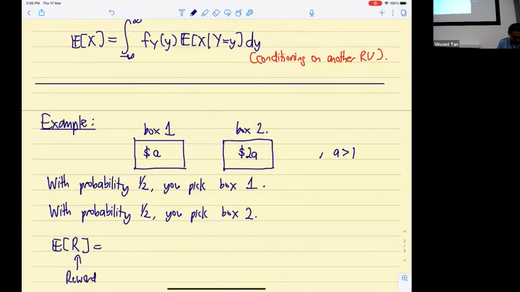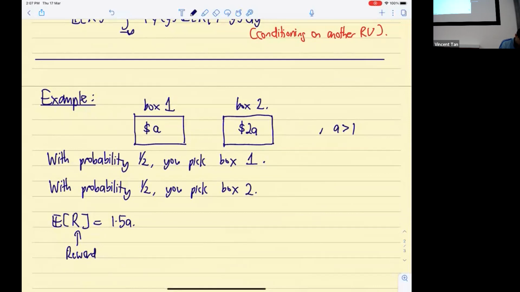What is the expected reward? With probability 1/2, you pick box 1. You can just eyeball this, come on. With probability 1/2, you pick box 1. With probability 1/2, you pick box 2. 1.5A, yes. It is the second one, 1.5A.